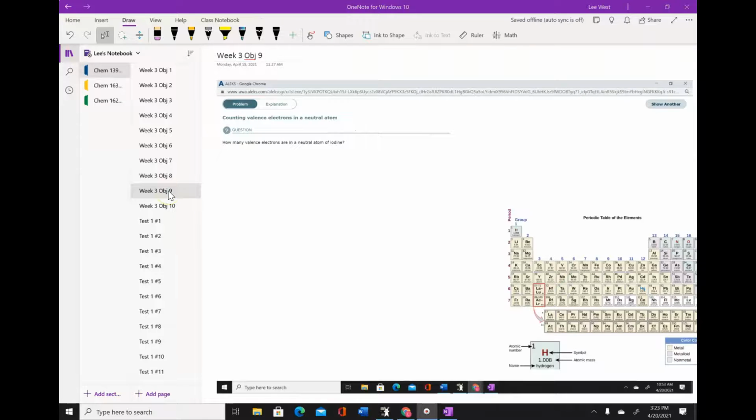So this question is asking us to count the number of valence electrons in a neutral atom. And so let's remember that for a neutral atom, the number of protons equals the total number of electrons, and that's going to be equal to the atomic number. Now, we don't want the total number of electrons, we just want the valence electrons, the ones that are on the outer edge of the atom.